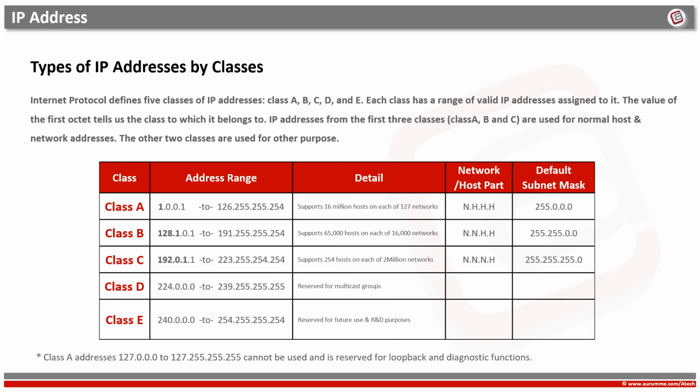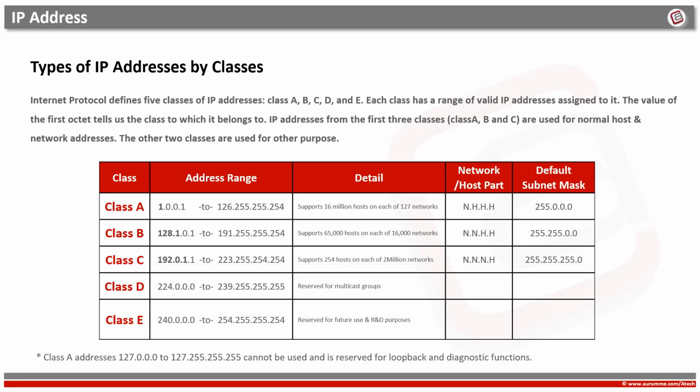The next type of classification is the type of IP addresses by classes. Internet Protocol or IP defines 5 classes of addresses, which are class A, B, C, class D and class E. Each class has a range of valid IP addresses assigned to it. The value of the first octet tells us the class to which it belongs.